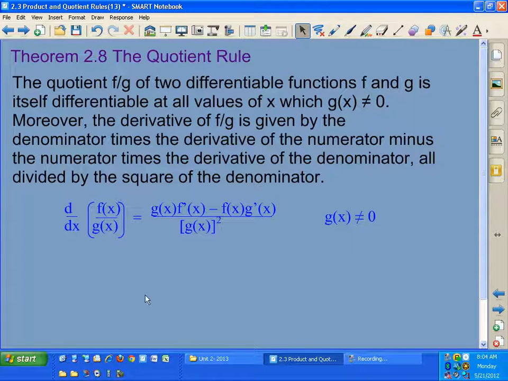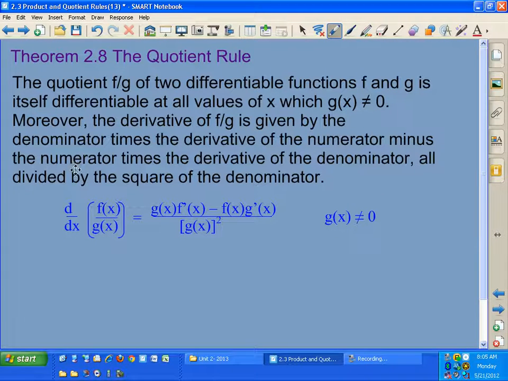And so you can see the way this is written: I'm taking the derivative of the top times the bottom, minus the top times the derivative of the bottom, all over the bottom squared, as long as the bottom is not 0. So we're going to go ahead and do a quick little practice of this.